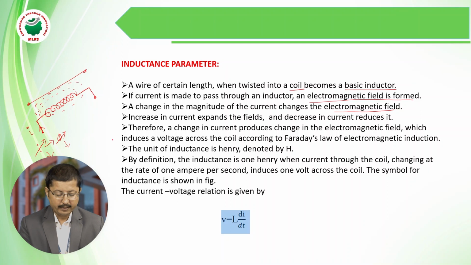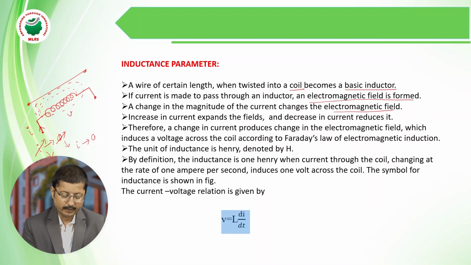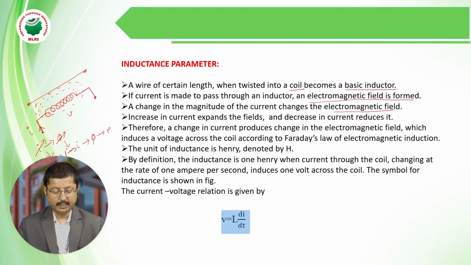Which induces a voltage across this coil according to Faraday's laws of electromagnetic induction. That means whatever current is passing here is responsible for the production of flux, and this flux is again responsible for the EMF induced in the coil, and this EMF opposes the main cause of its production, according to Lenz's law.